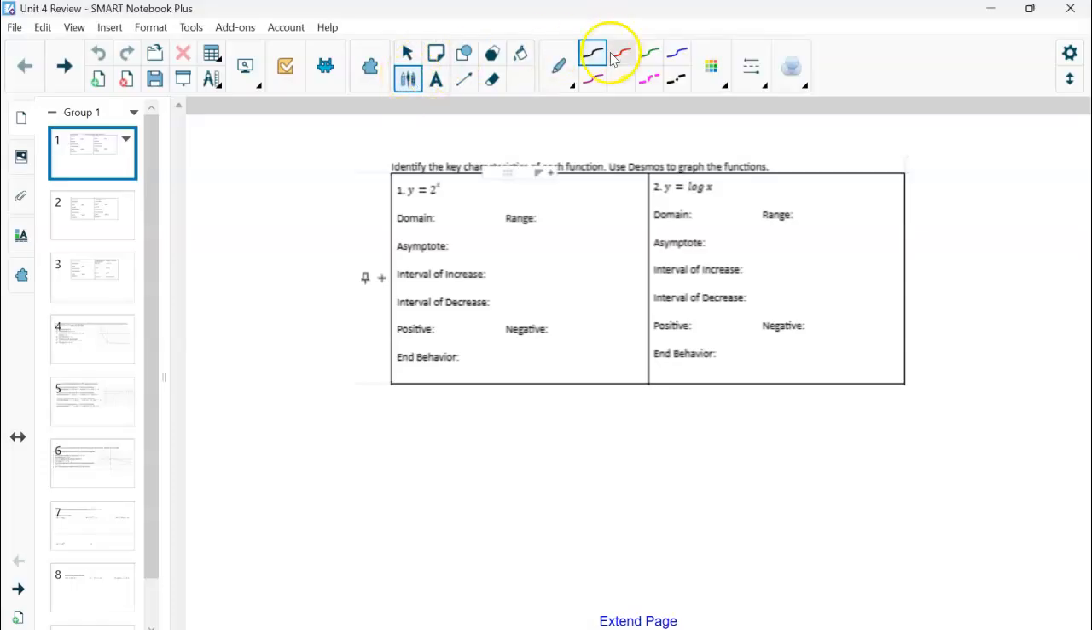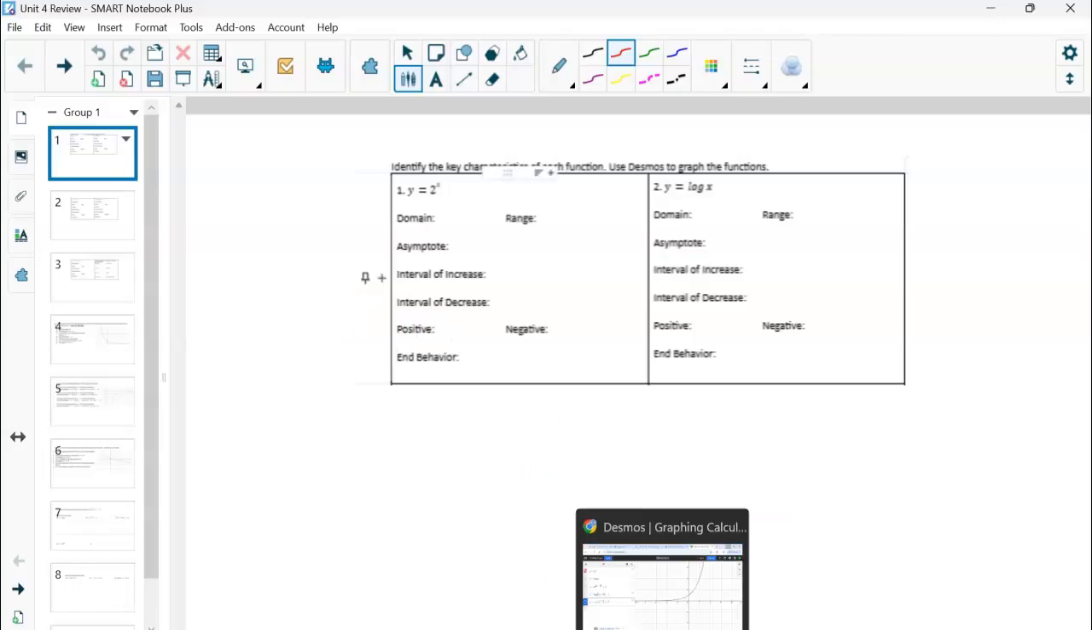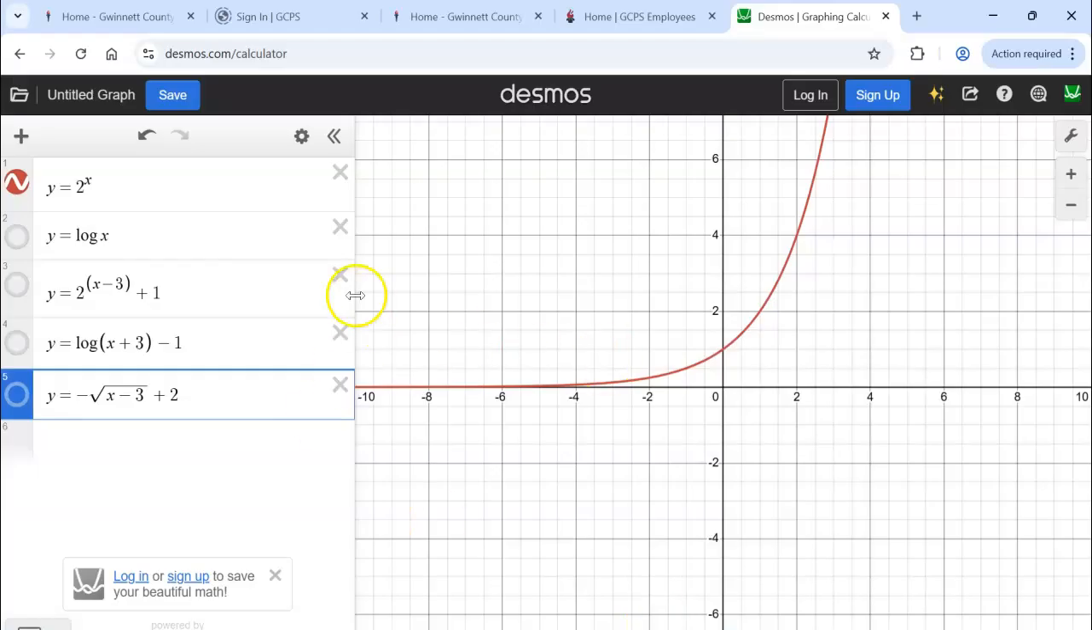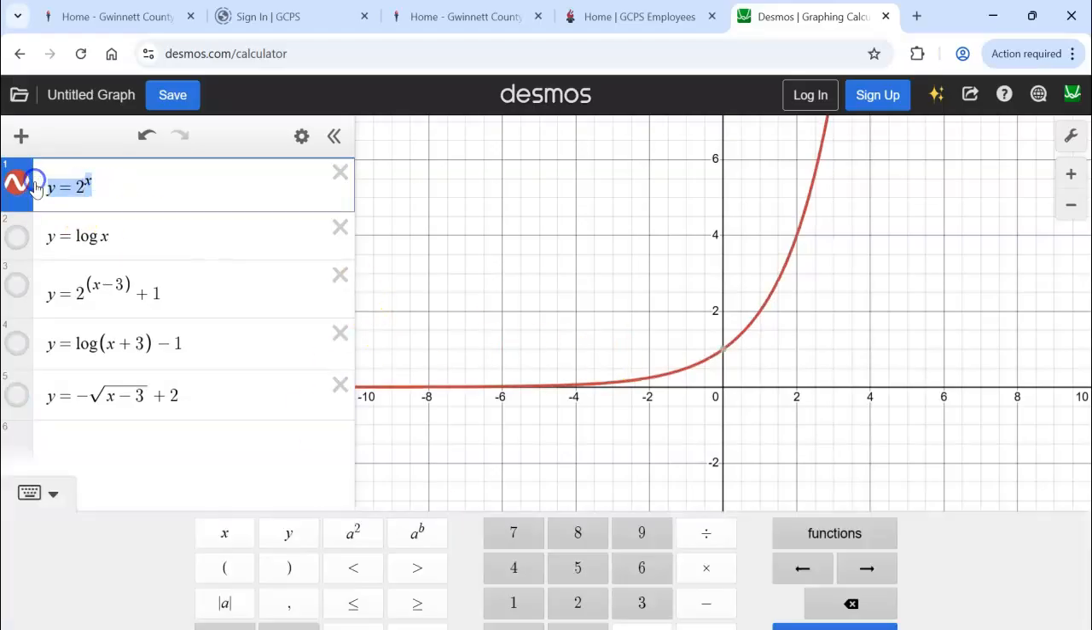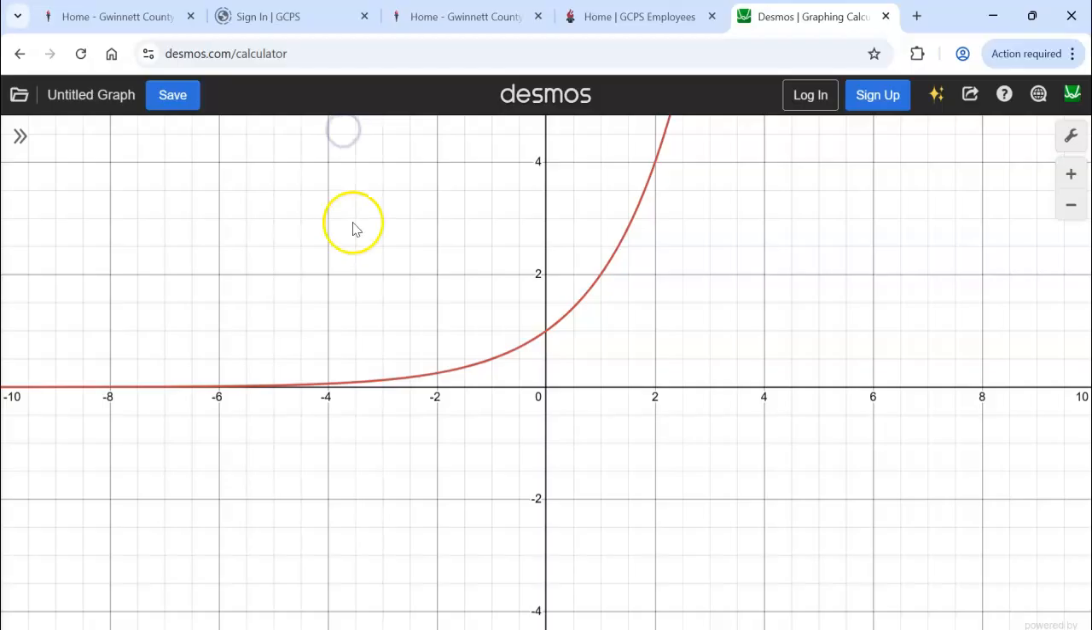This is the review for unit 4 test, which is tomorrow. So here we have an exponential function for number 1, which is y equals 2 to the x. So here I have our graph, 2 to the x, which is right here. You're going to plug it in. This is what a function looks like.